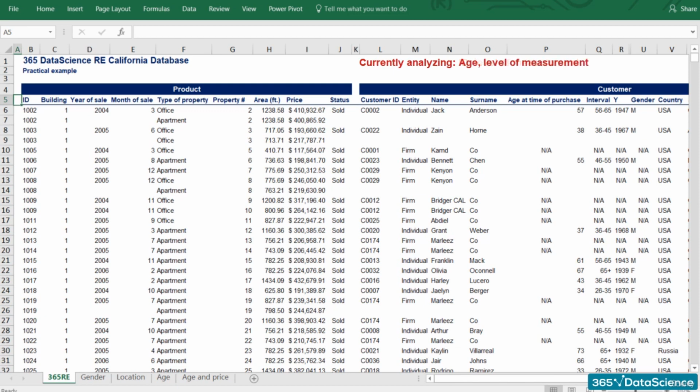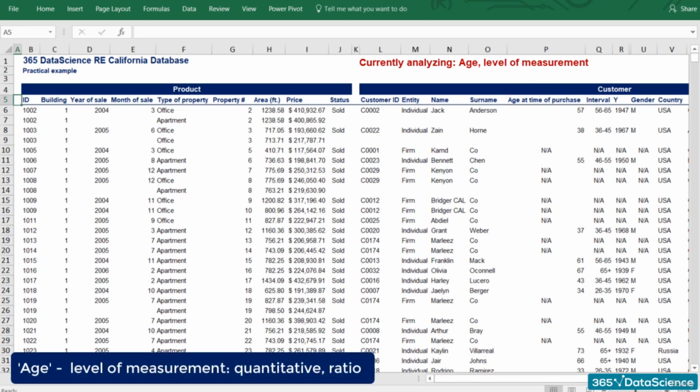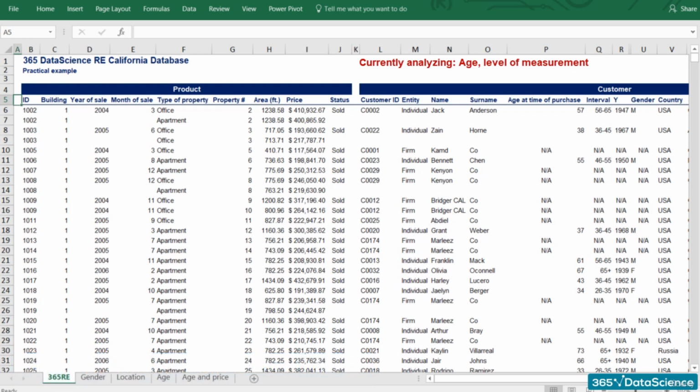The next variable we'll have to examine is age. Age is rather interesting. The level of measurement is quantitative, ratio. A rule that is used for verifying ratios is asking the question, is there a true 0 point? Well, for age, it is obvious that when you were born, you are exactly 0 years old. That's the true 0 point. So, we are safe.